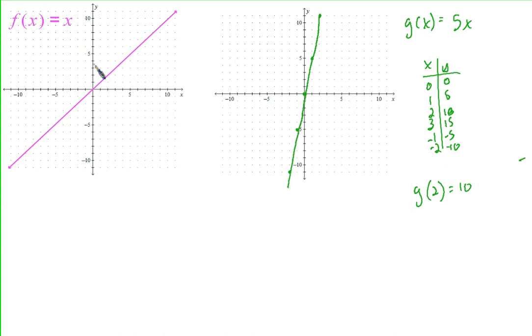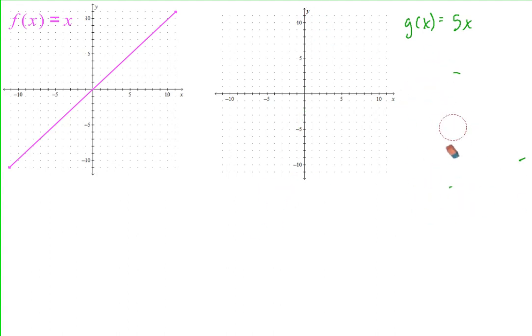How does that compare to this? Well, as we said, it's similar in that they both go through the origin, but the difference is that this one is steeper. Let's say it's steeper. So that would be a difference. It's similar that it goes through the origin, but it's steeper. All right, so let's get rid of this.